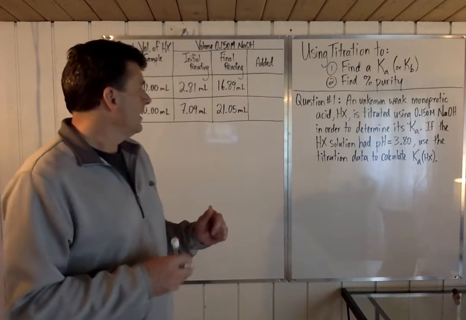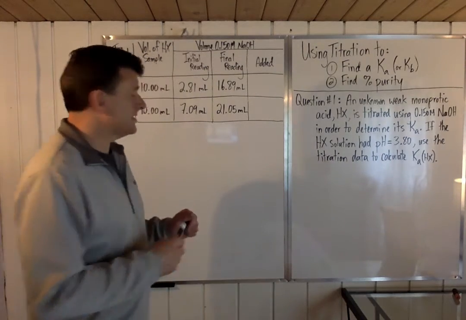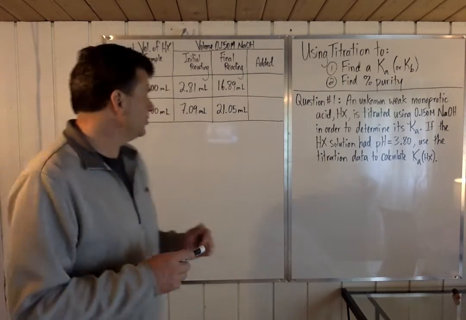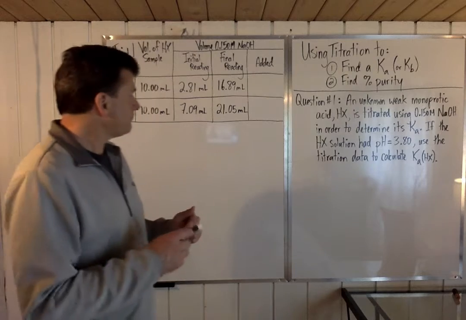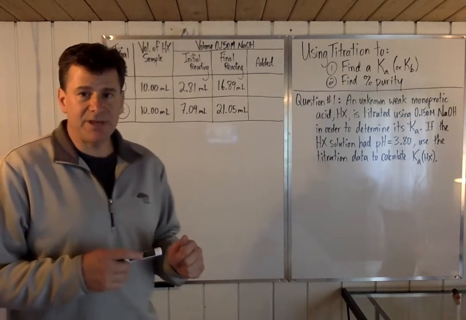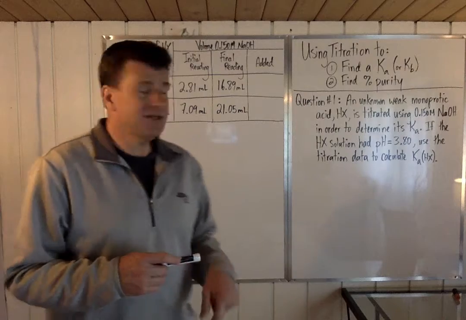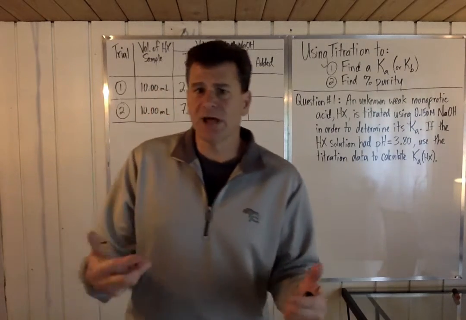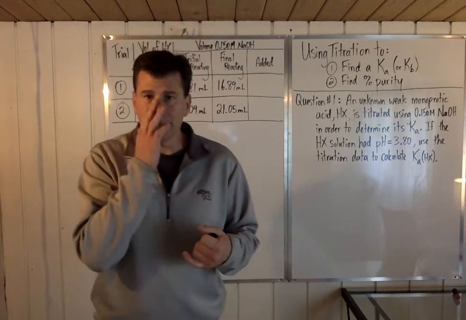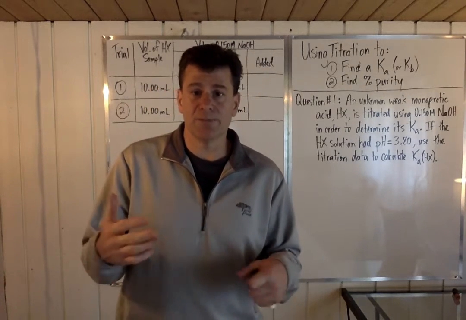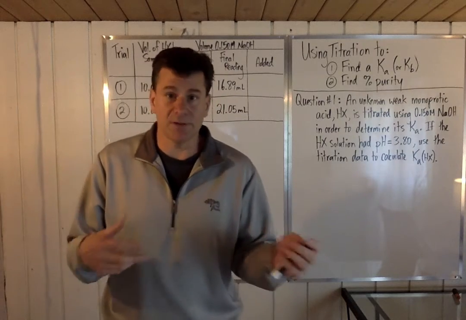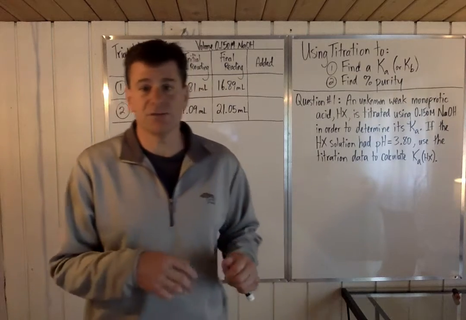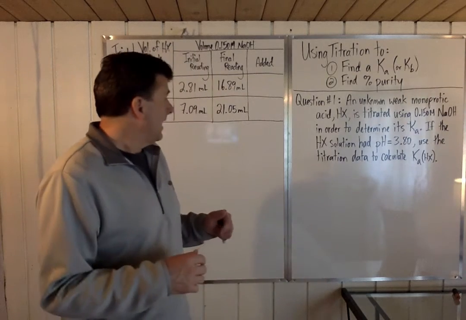The question says, an unknown weak monoprotic acid, HX, is titrated using 0.150 molar NaOH in order to determine its Ka. If the HX solution had a pH of 3.80, use the titration data to calculate the Ka of HX. So there's a few things tied in there. Number one, it's important that you know that it's a weak monoprotic acid, because that's going to tell you something about the stoichiometry of the neutralization. It's telling you it's weak, obviously, which you wouldn't have a Ka if it wasn't weak.